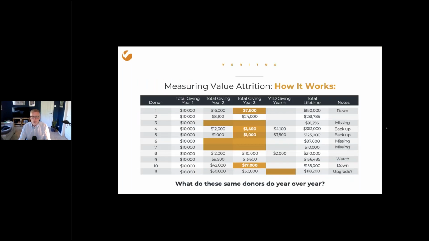So this is what it looks like in just any kind of giving file. You can see a donor, number 5 here, gave $10,000 in year 1. And by the end of year 4, they are now giving $3,500. So we retain the donor, yet their value has gone down over time. And in a major gift program, we want that value to either maintain or go up over time. So that's what donor value attrition is.